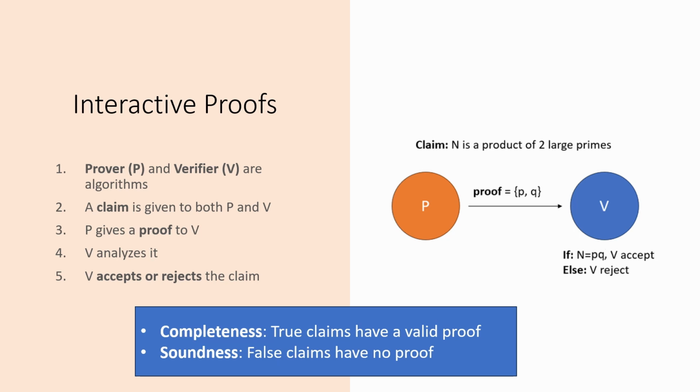Soundness is satisfied because if the claim is false, then there's nothing the prover can give the verifier to have it accept. Another way of thinking of this is for proof systems to be secure and effective, there cannot be any false negatives, which is completeness, or false positives, which is soundness.